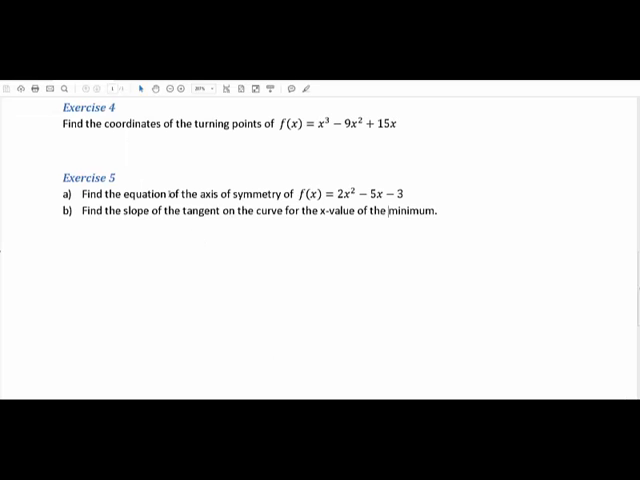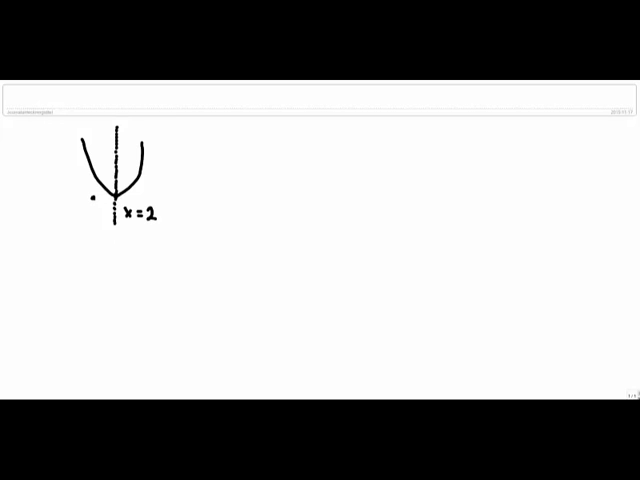So for example, x is equal to 2 or x is equal to -3. We don't know this value, so we would like to find out the equation. Then we have to find the slope of the tangent on the curve for the x value of the minimum. So we have to find out what the minimum is and then the slope of that tangent. Actually, even before we know the x value, we know that the slope of the tangent going through this turning point is going to be 0.